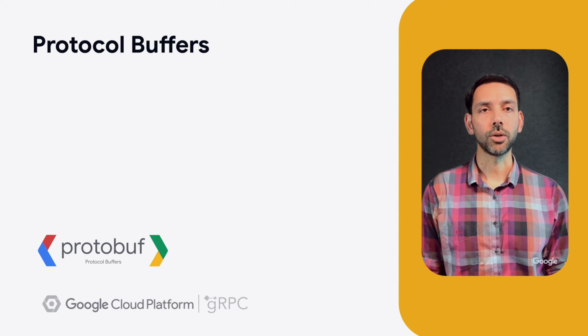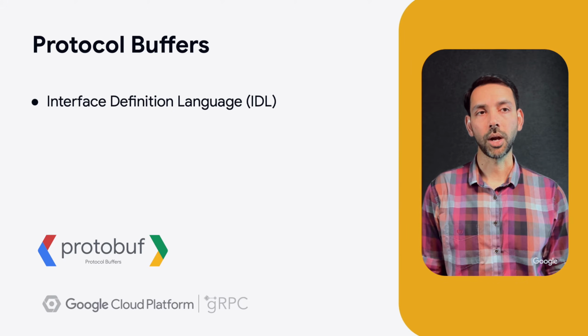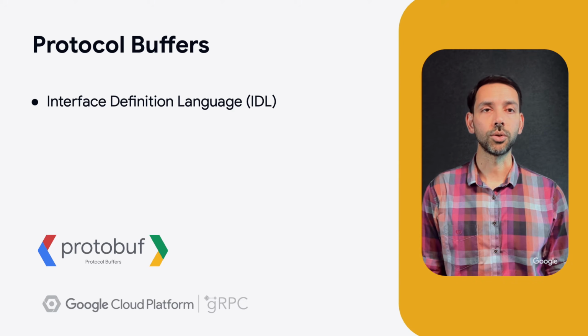Protocol buffers, or protobufs, is an open source project for serializing structured data. You can think of it as being similar to XML or JSON, but faster, smaller, and simpler. Protobuf supports an interface definition language, or IDL, that allows developers to define the contract between the client and the server. This contract not only includes the methods exposed by the server, it also includes the structure of the request and response messages exchanged between the client and the server.